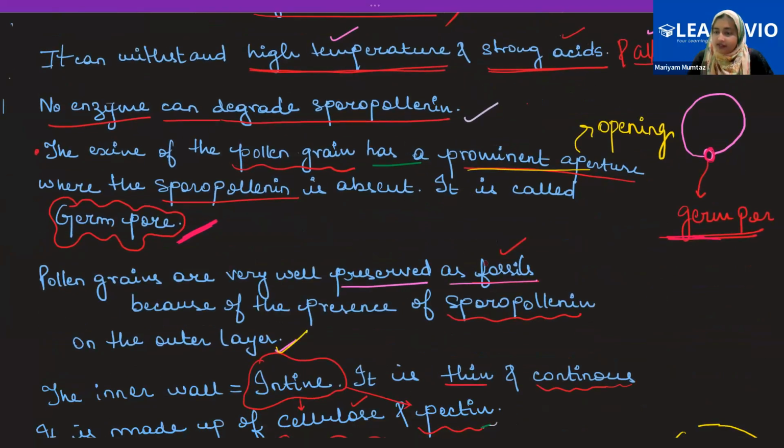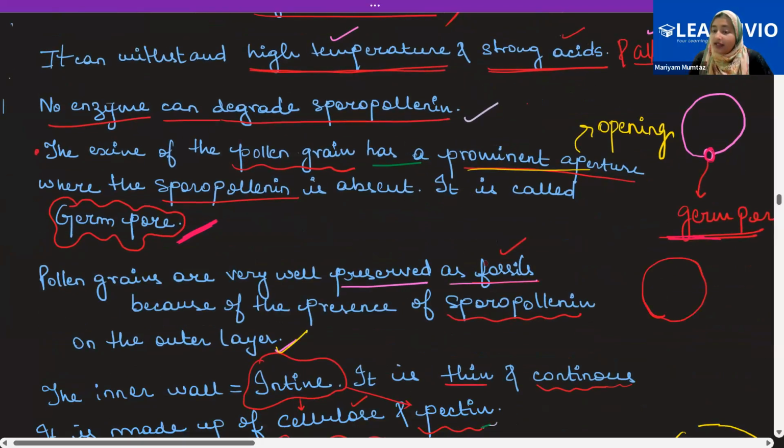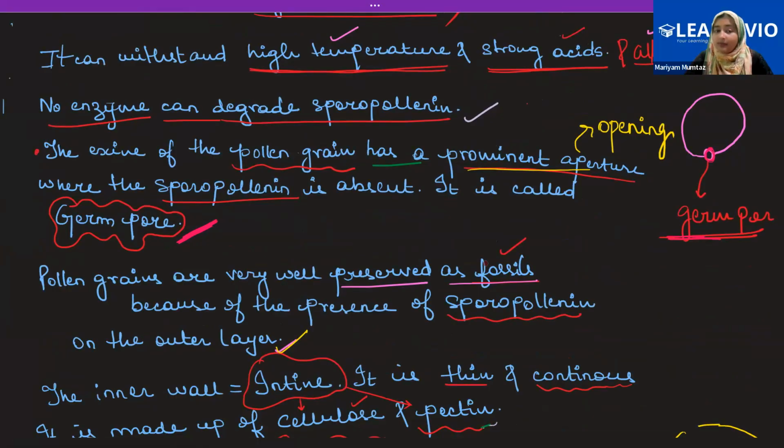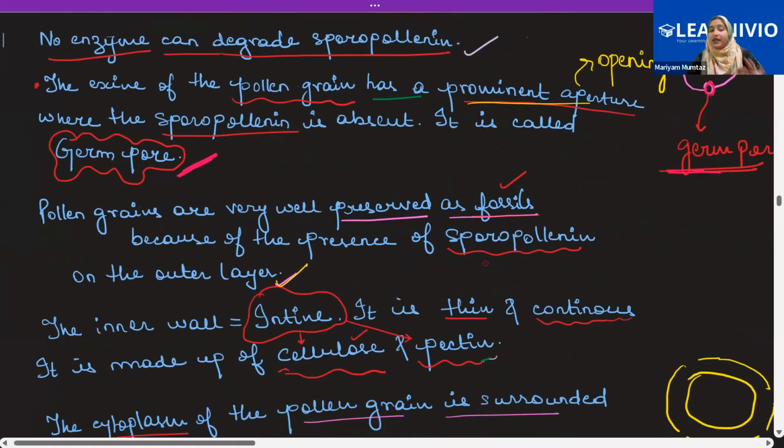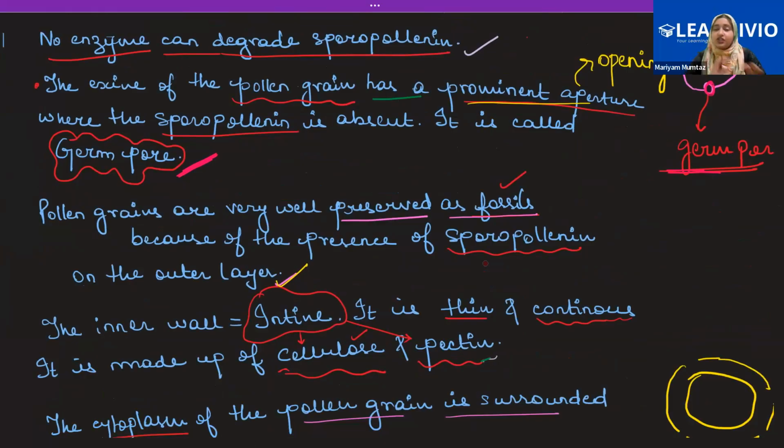Now see, for example, if this is the structure of the pollen grain, there is a part where the sporopollenin will not be present, and that part will be called the germ pore. It is sort of like the opening present in the outer layer of the pollen. Now, because of the presence of sporopollenin, the pollen grains are very well preserved. Imagine having such a hard outer covering. If it gets pressed under any rock or soil, it will not get degraded. It will not get destroyed. That is why, because of sporopollenin, the pollen grains are very, very well preserved in the form of fossils.